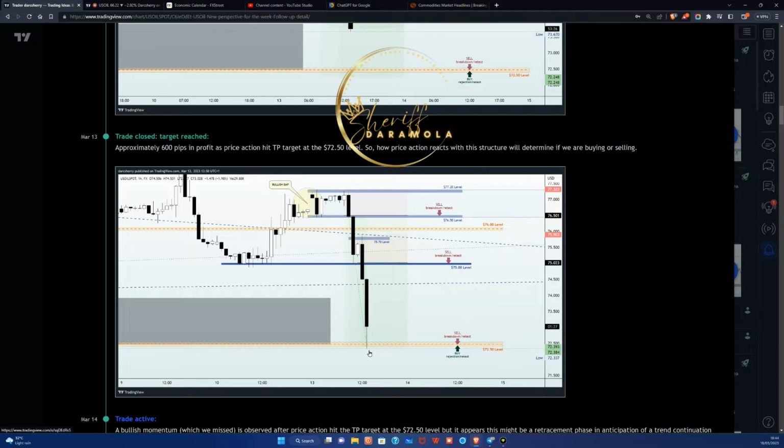And it was at this point we had our first TP target for the week hit. So we were able to make about 600 pips in profit at the beginning of the week here. And we looked forward to see how price action would react to the $72.50 level to decide what our next line of action would be.